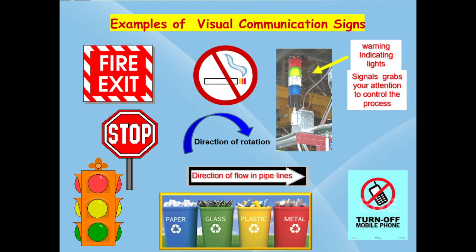These are some pictures of visual communication signs. Example, fire exit, no smoking sign, different color warning lights to alert the operator to take immediate action. Every color has a specific action. Warning indicating light signals grab your attention to control the process. Blue, white, and yellow: normal running, problem, machine is stopped. Different colors mean different things.